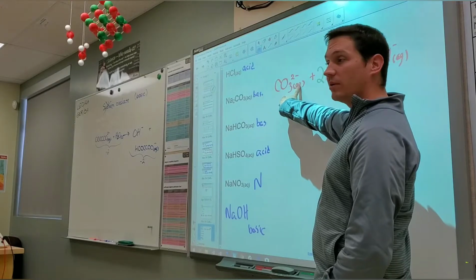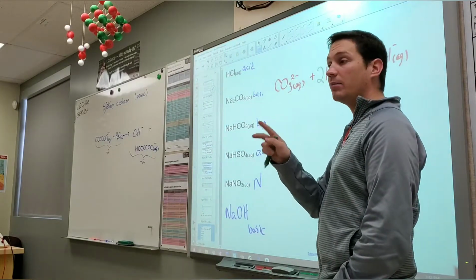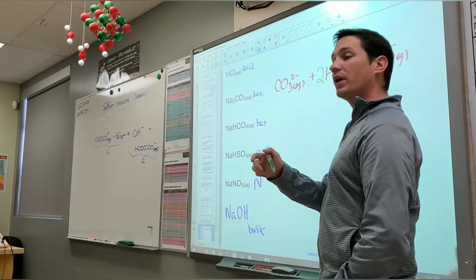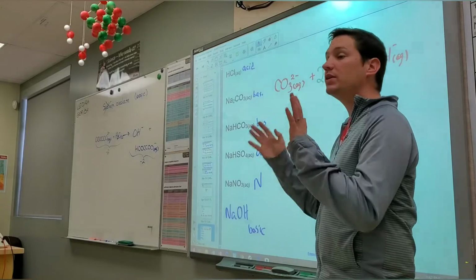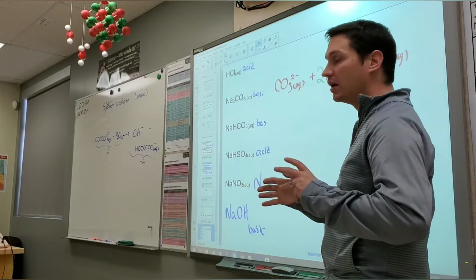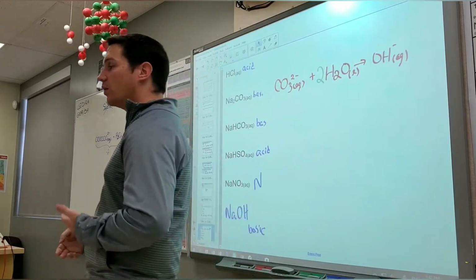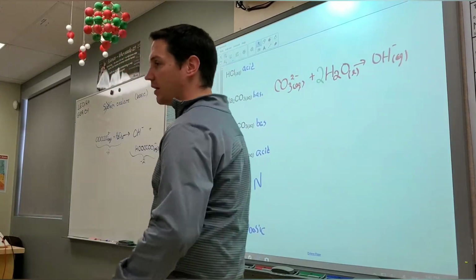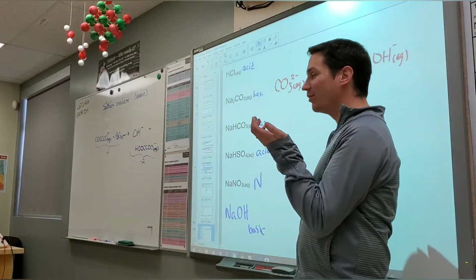CO3 2 minus, carbonate, is a polyatomic ion. It is not a non-metal oxide. When I say non-metal oxide, I mean a totally neutral molecular compound, like P2O5 or SO3 or CO2 or something like that. Yeah, water could technically be one of those.